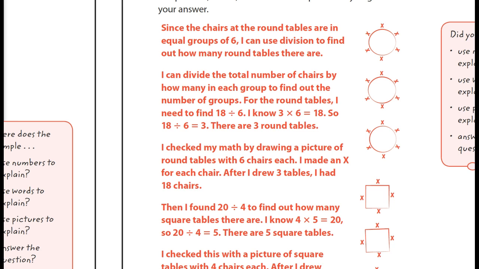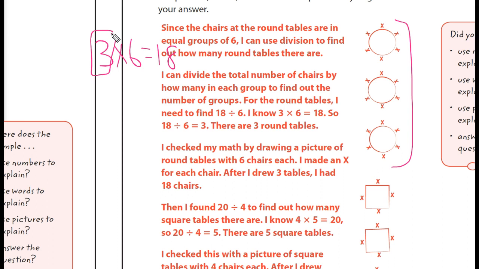It says that since the chairs at the round tables are in equal groups of 6, I can use division to find out how many round tables there are. In this case, how many round tables were there? 3. I can divide the total number of chairs, how many chairs did I have? 18. By how many in each group to find the number of groups. For the round tables, I needed to find 18 divided by 6, which I know because 3 times 6 is 18. So how many groups would I need? I would need 3 round tables.